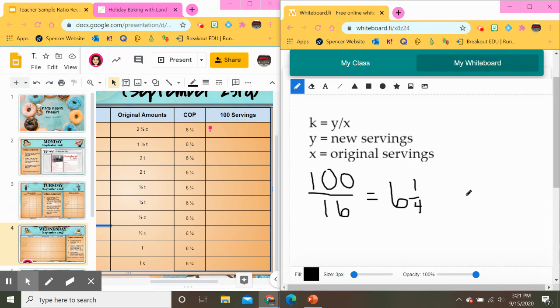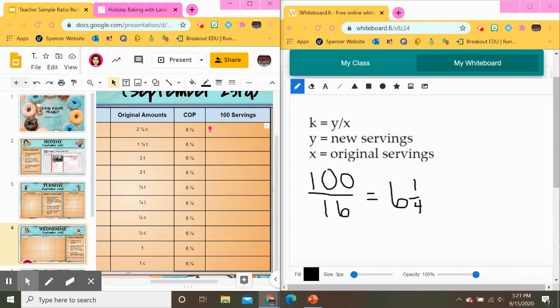If your recipe card does not have a serving size listed, then we are going to ask that you estimate. Look at the recipe and try to determine how much it would serve. And once you estimate, that would be your x, your original servings. Everybody's new servings, everybody's y, would be 100. Everybody's x is going to be depending on what your recipe card says.